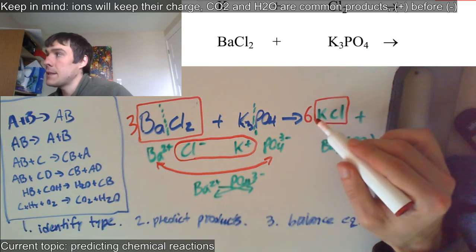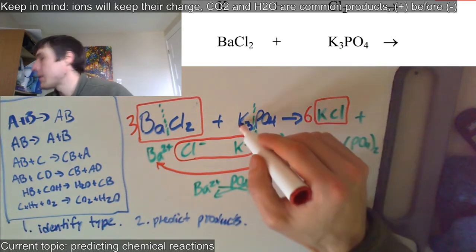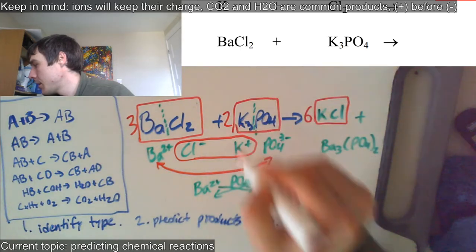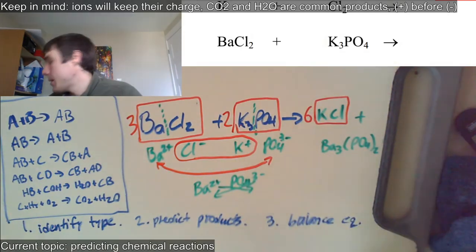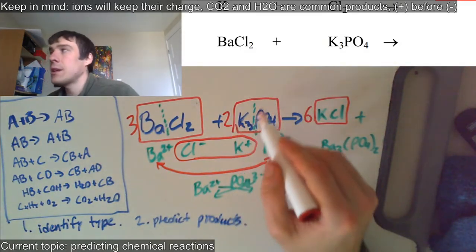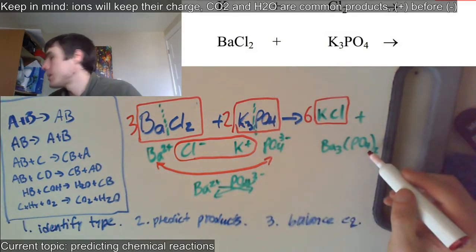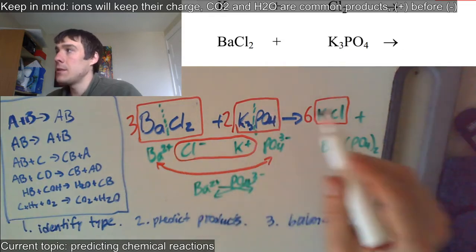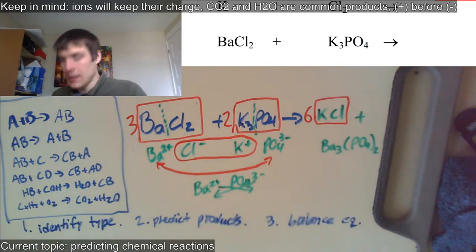That's 6 potassiums. We have 3 potassiums on this side, so we multiply this by 2. Right. And when we multiply that by 2, we get 2 phosphates as well, and there's our PO4 too. We have our 2 phosphates on this side. So it's 3, 2, 6, and nothing.